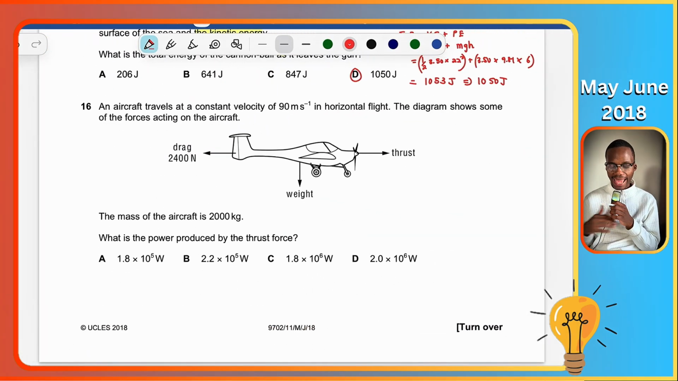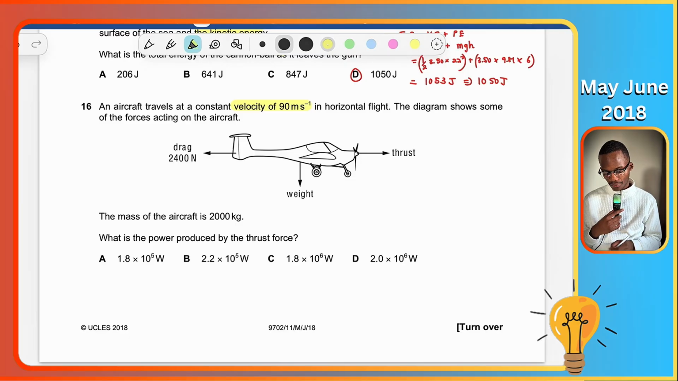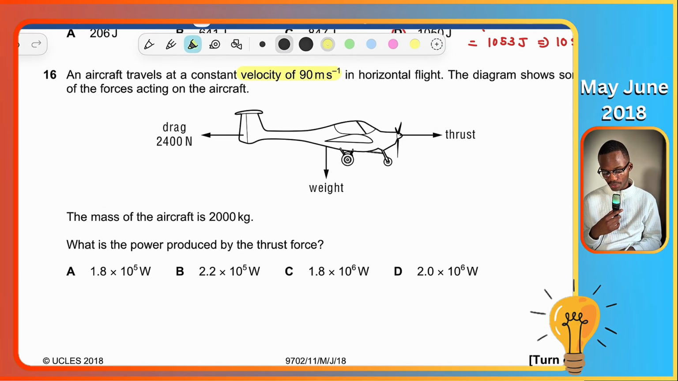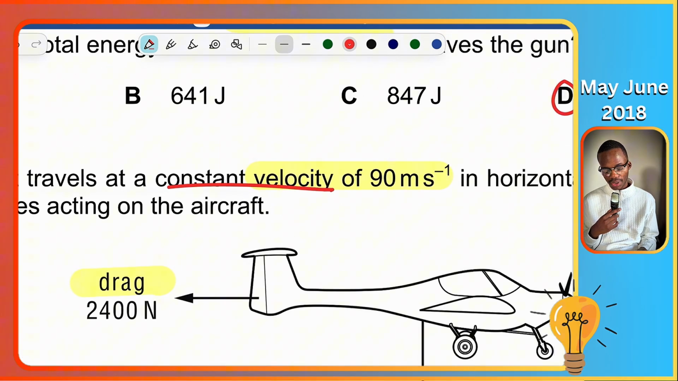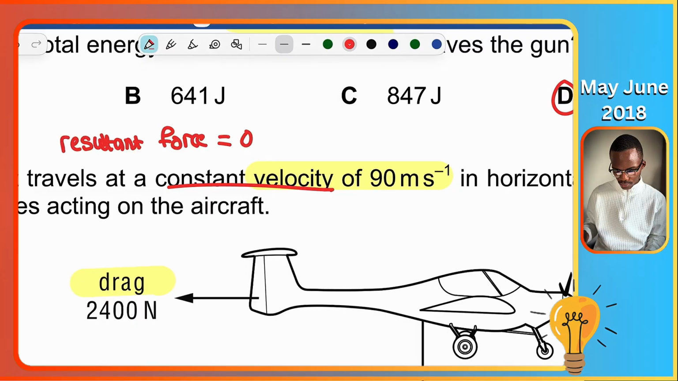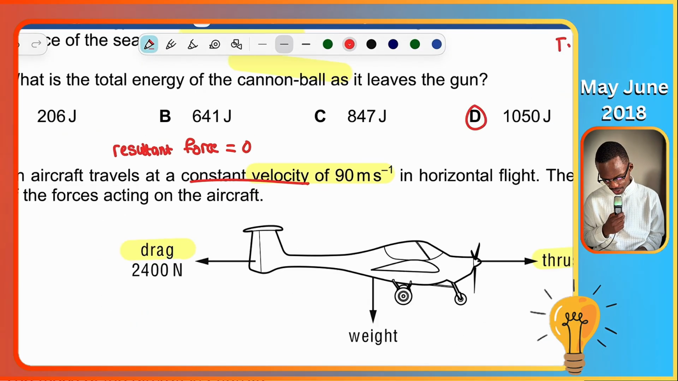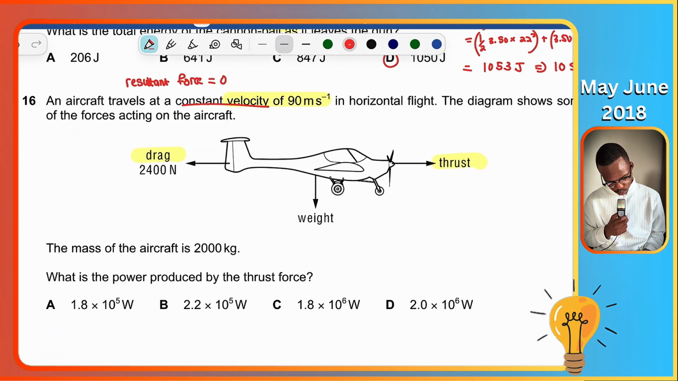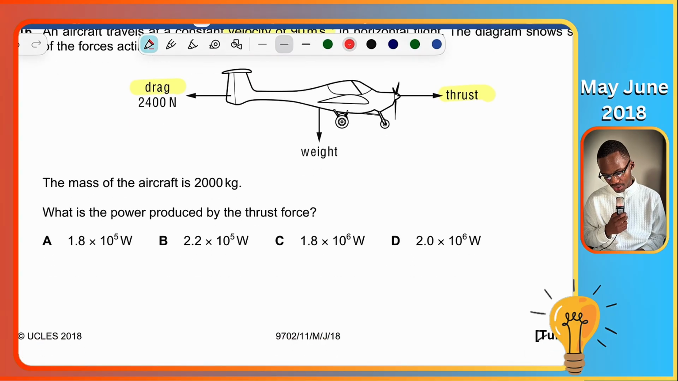Question 16. We're given an aircraft which is flying in air, but it's going to do that at a constant velocity. The diagram shows some of the forces acting on it. We have thrust, we have drag. Because they say the velocity is constant, what do I know about constant velocity? The resultant force is 0.